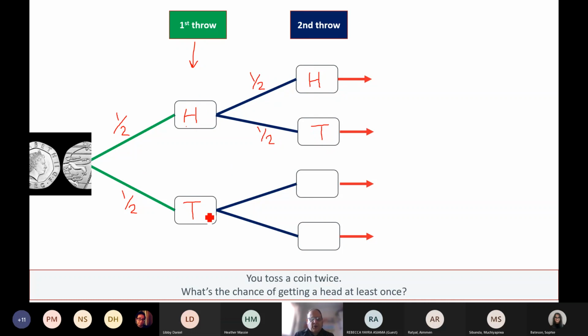And if we go to the bottom, we got a tail first time. We toss it again, and we might get a head, or we might get a tail. And once again, the chance of both of them is 50% or half for each of them.